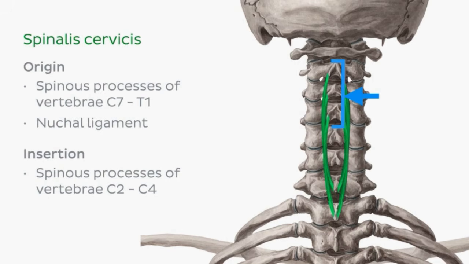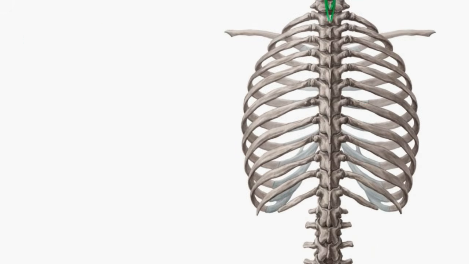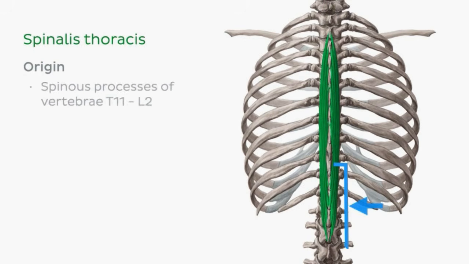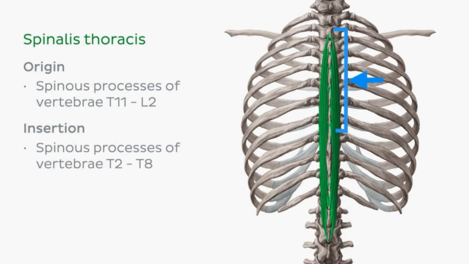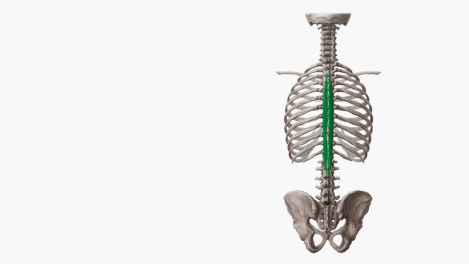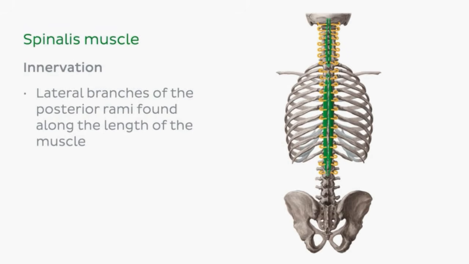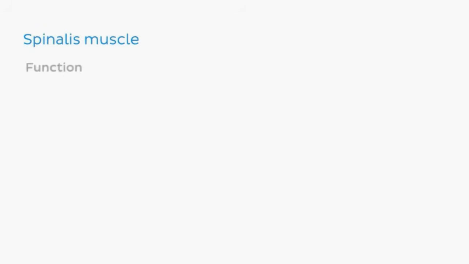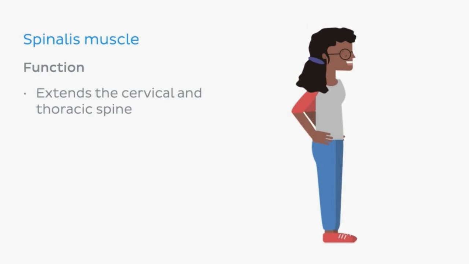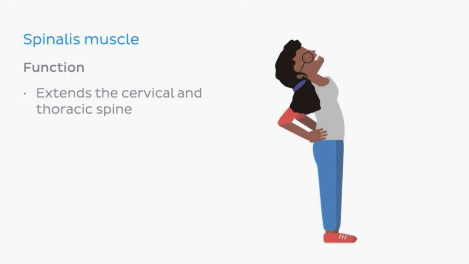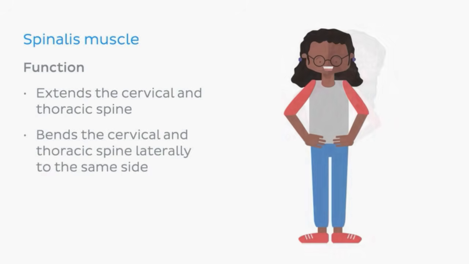In general, this part of the spinalis muscle is not well developed and is quite variable in its attachments. The inferior part of this muscle, the spinalis thoracis, has its origins on the spinous processes of vertebrae T11 to L2 and inserts superiorly on the spinous processes of the 2nd to 8th thoracic vertebrae. Like the other members of the erector spinae, the spinalis muscle receives innervation from the lateral branches of the posterior rami found along the length of the muscle. The bilateral contraction of the spinalis muscle extends the cervical and thoracic spine, while unilateral contraction bends the cervical and thoracic spine laterally to the same side.